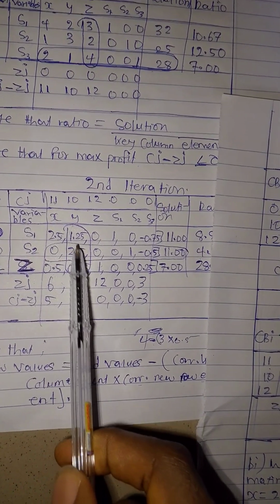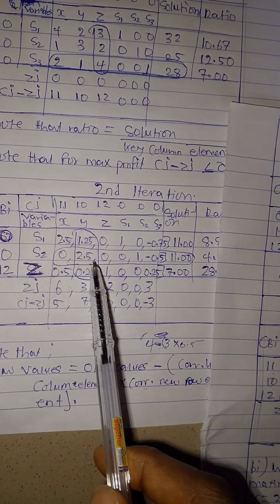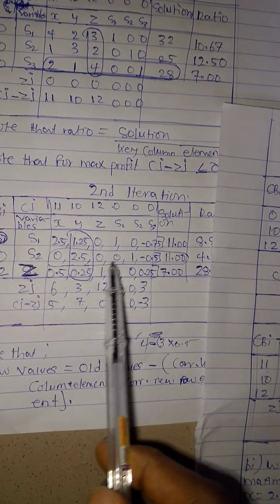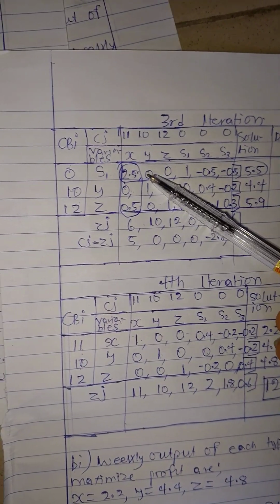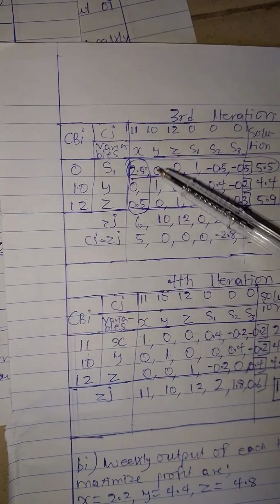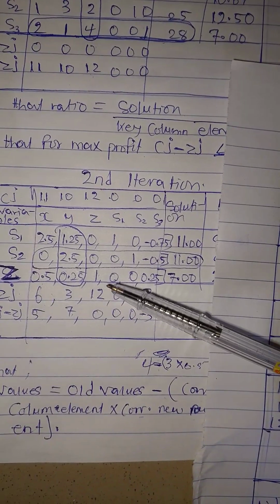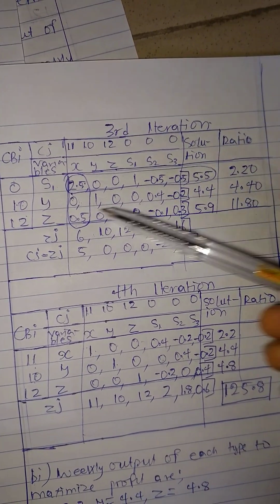So if you check in this whole thing, what's the key element? The key element here is 2.5. So I have to divide everything in this row by 2.5. By dividing everything here by 2.5, 0 divided by 2.5 gives me 0. 2.5 divided by 2.5 gives me 1. Also 0 divided by 2.5 gives me 0, and 0 gives 0. And 1 divided by 2.5 gives me 0.4. So like this we can get the rest.